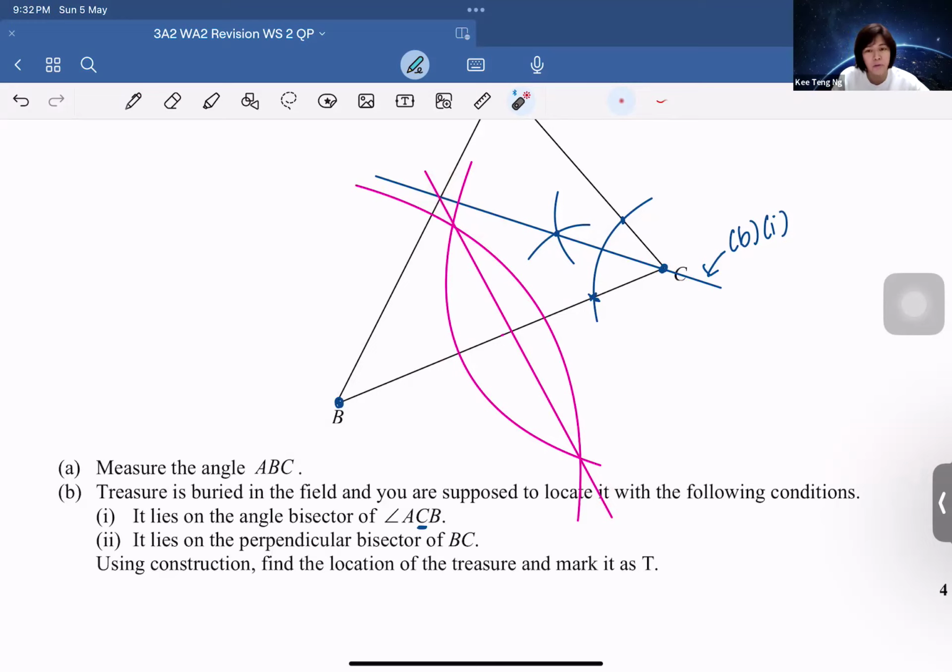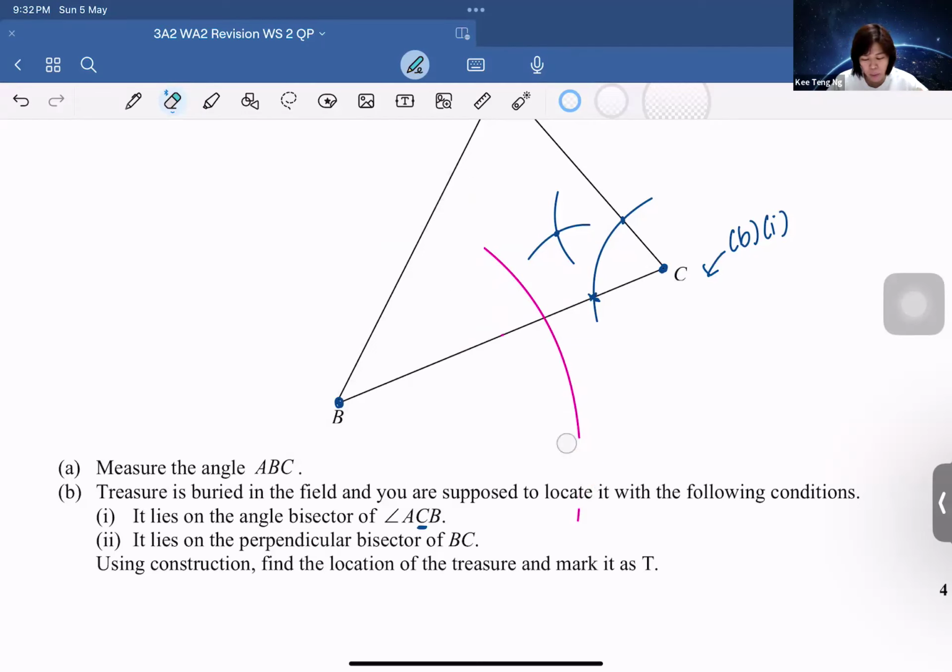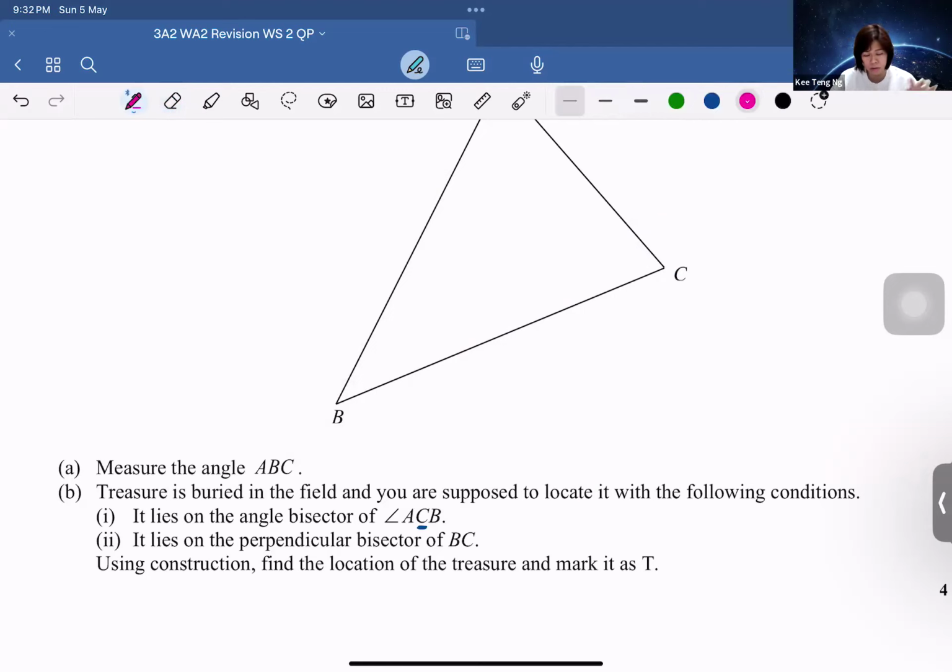If I have the actual compass and protractor, it might be more accurate. So this is just a rough plan and a rough sketch of what we need to do for angle bisector and perpendicular bisector. I will go through this question again in detail and draw these questions in class. Now let's move on to the next question.